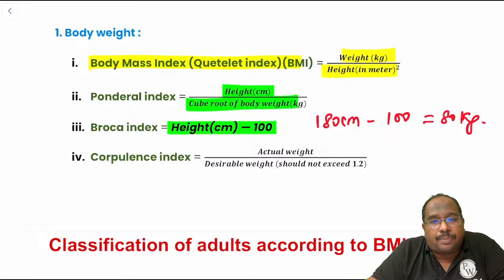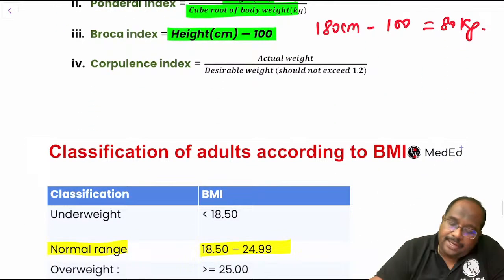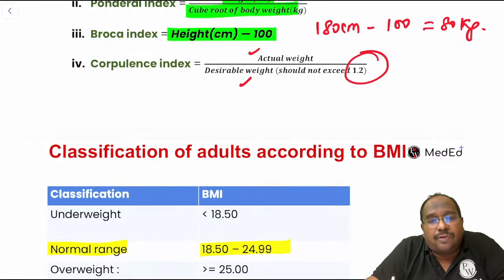Corpulence index. What is corpulence index? Actual weight by desirable weight, and it should not exceed 1.2.